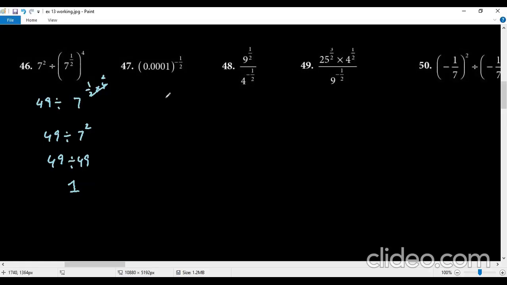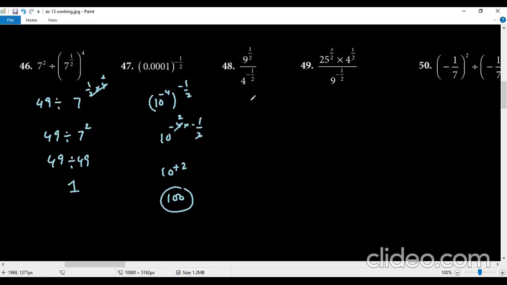When it comes to 0.0001, that means you're talking about 10 to the power negative 4 and minus 1 over 2. That means it's going to be 10 to the power minus 4 times minus 1 over 2. This 2 and 4 cancels, so 2 and minus 2 and minus 1. 10 to the power minus 2 is going to be negative. Negative is going to be a positive. That means 100 is going to be your final answer.